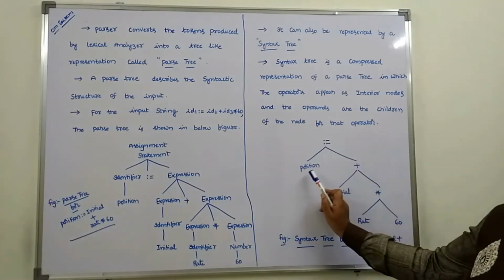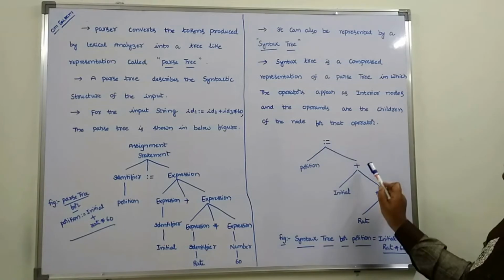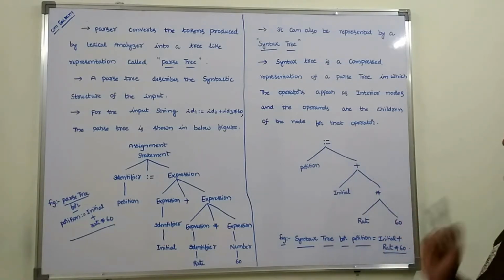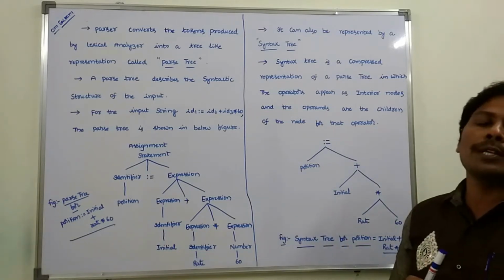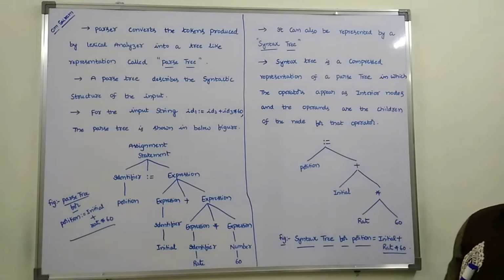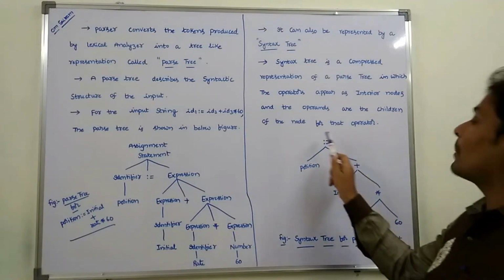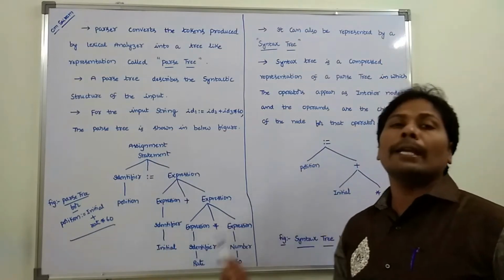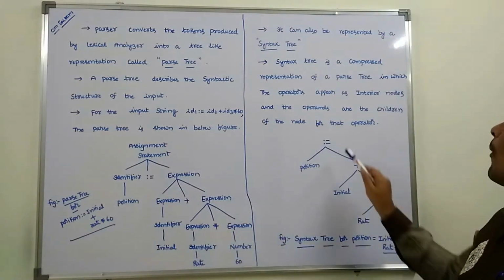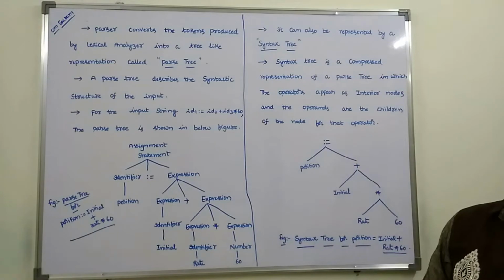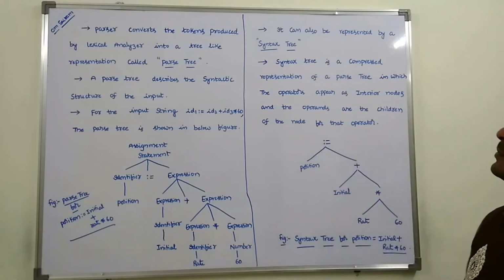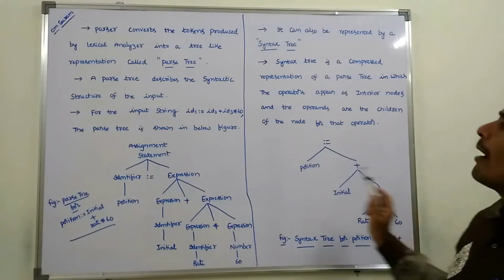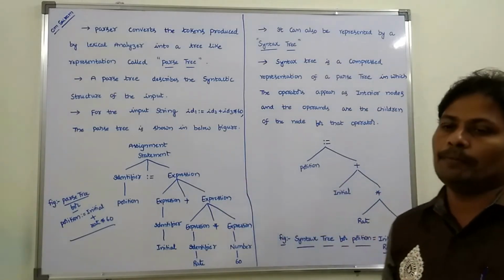Here, position is equal to initial plus rate into 60. This is the syntax tree for the input string, a compressed representation of the given parse tree. In this one, operators are treated as interior nodes and operands are treated as children of the operator node. So this is the syntax tree and this is the parse tree.